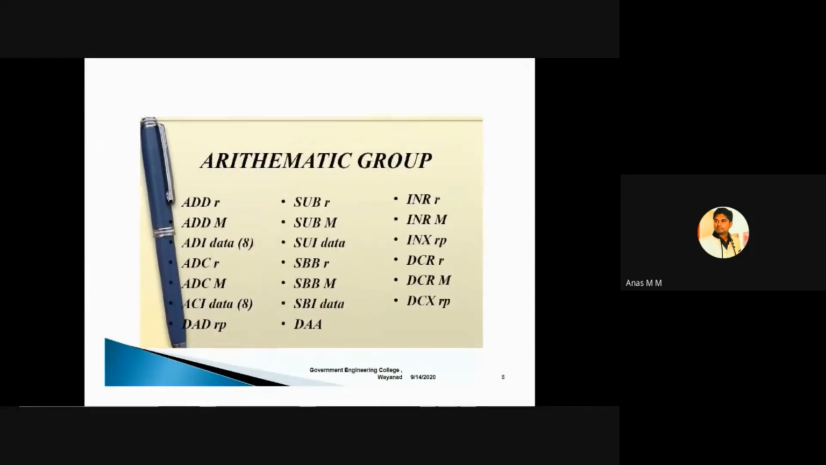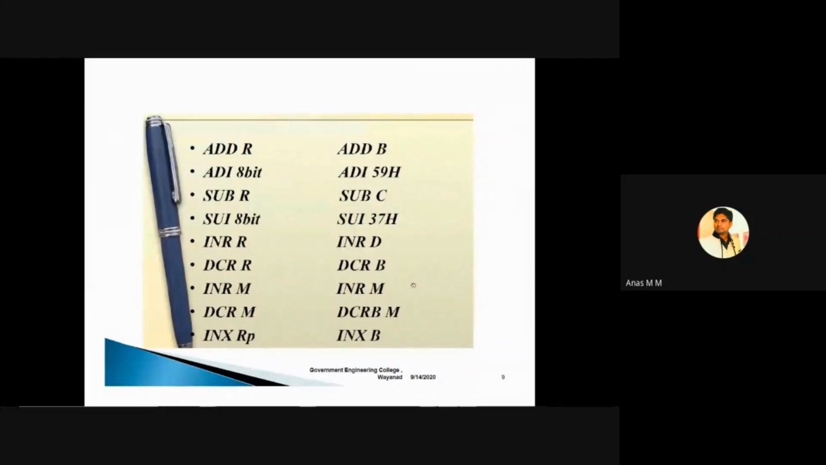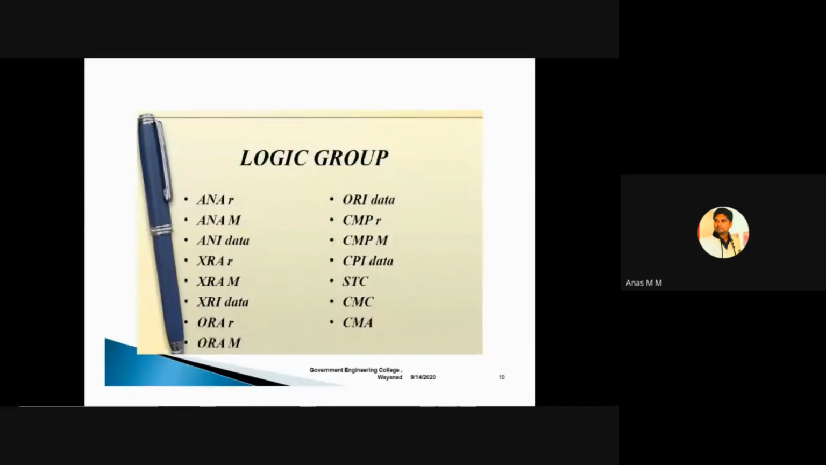Then arithmetic instructions. In arithmetic instructions, we group the instructions which do arithmetic operations. Out of 246 instructions, how many come under arithmetic operations? We have addition of various types: normal addition, add with carry, and decimal adjust, which is for BCD addition. Then subtraction, increment, decrement, and various other instructions.